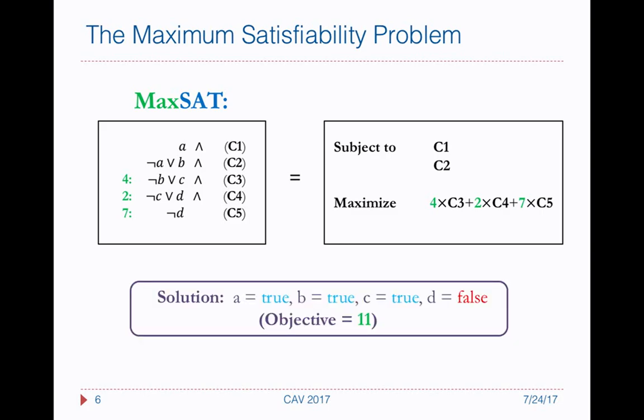So let us look at an example solution here. A MaxSat solver might return this assignment where A, B, and C are set to true and D is set to false. And you can see that this assignment indeed satisfies C1 and C2. And it satisfies only C3 and C5, but not C4. And therefore, it gains an objective value of 4 plus 7, which is 11, okay, as opposed to 13. And the reason for this is that it's not possible to satisfy all 5 constraints here simultaneously. And so the MaxSat solver gives up the constraint with the lowest weight, which is C4. Okay?